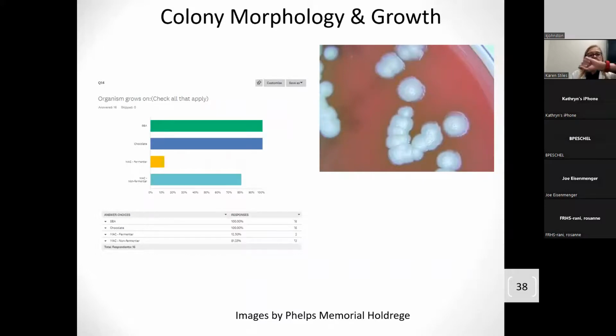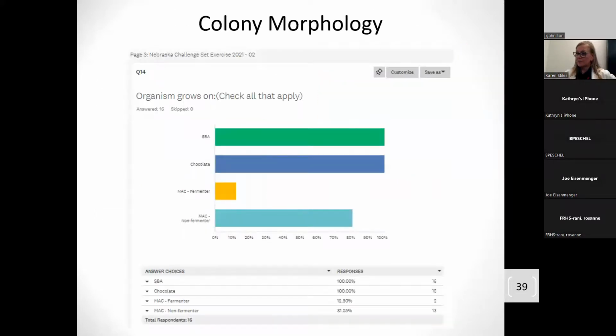Okay, how are we doing on time? We had some interesting colony morphology with this, kind of wrinkled. Everybody said it was a non-fermenter. One person said it was a fermenter, but it kind of depends. If you're looking at the pink in the agar itself, sometimes there can be toxins that are released to make it look kind of pink versus the organism itself looking pink. Okay.